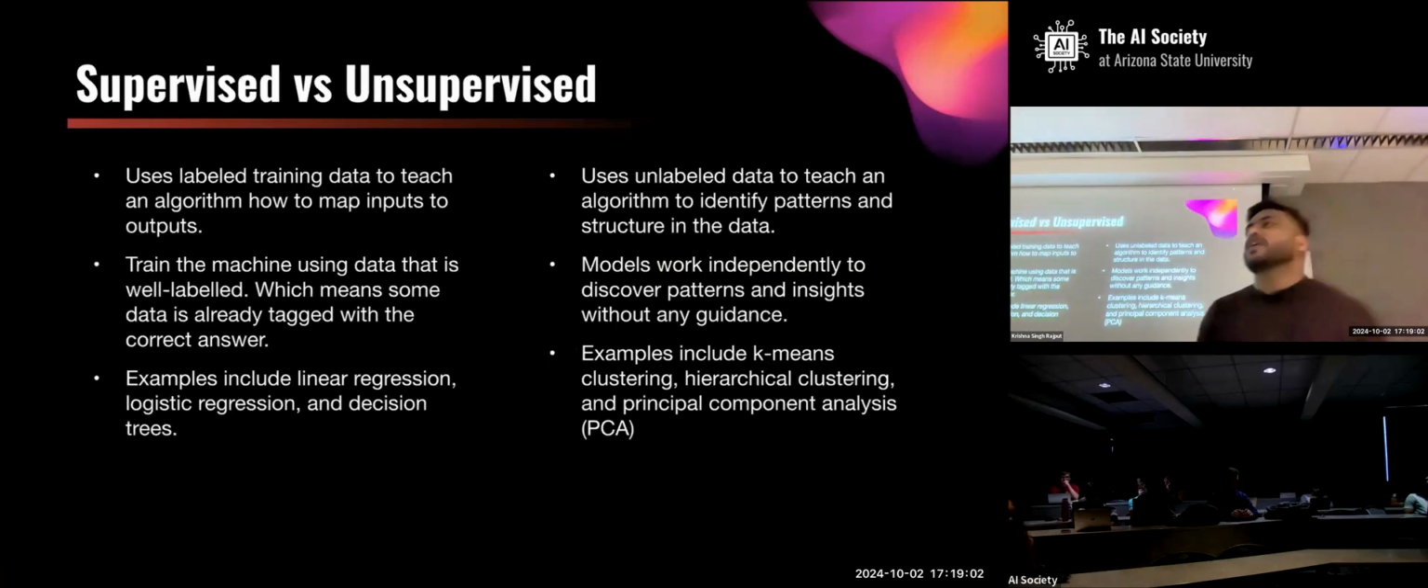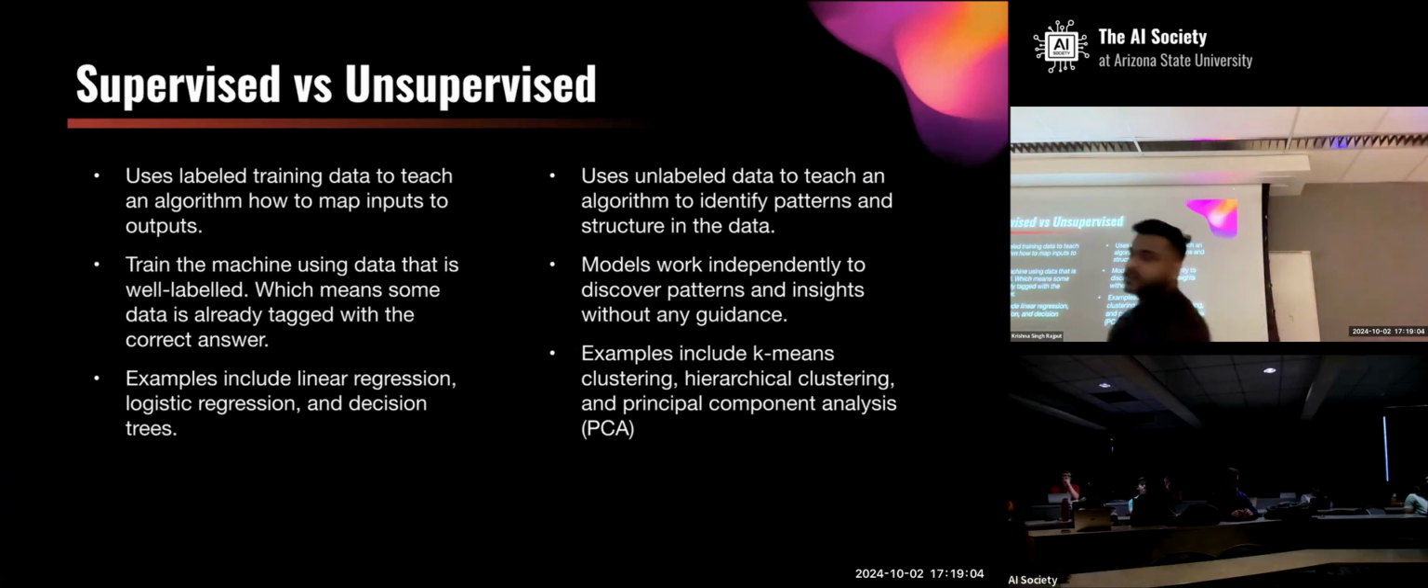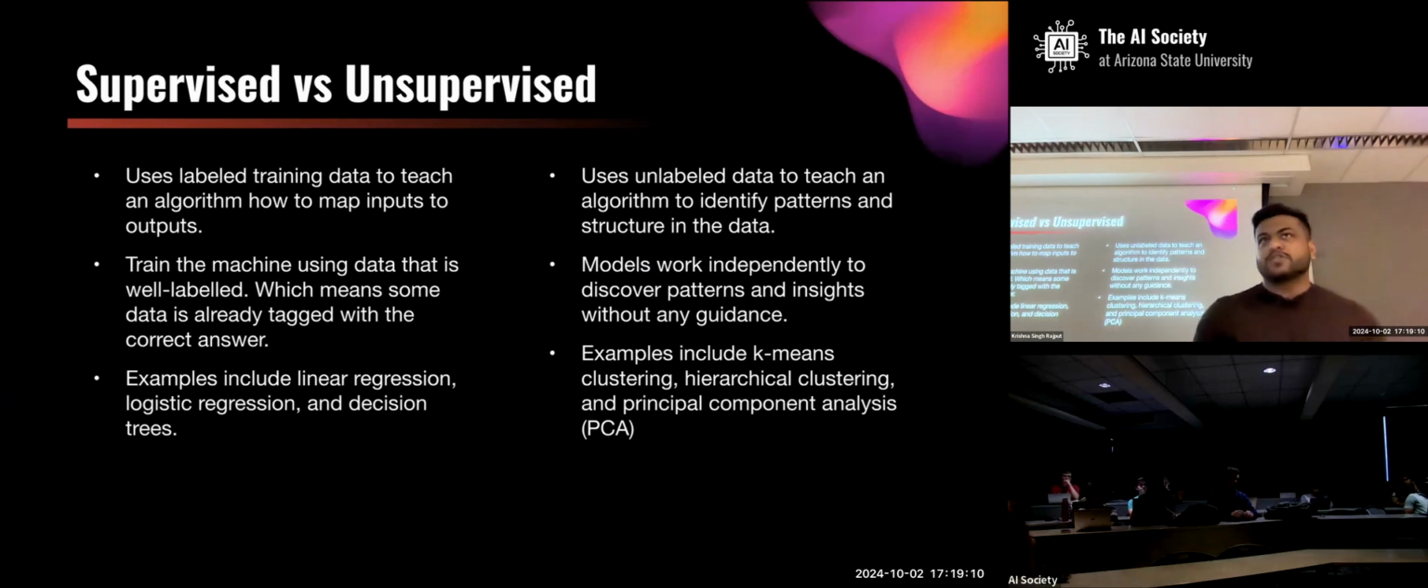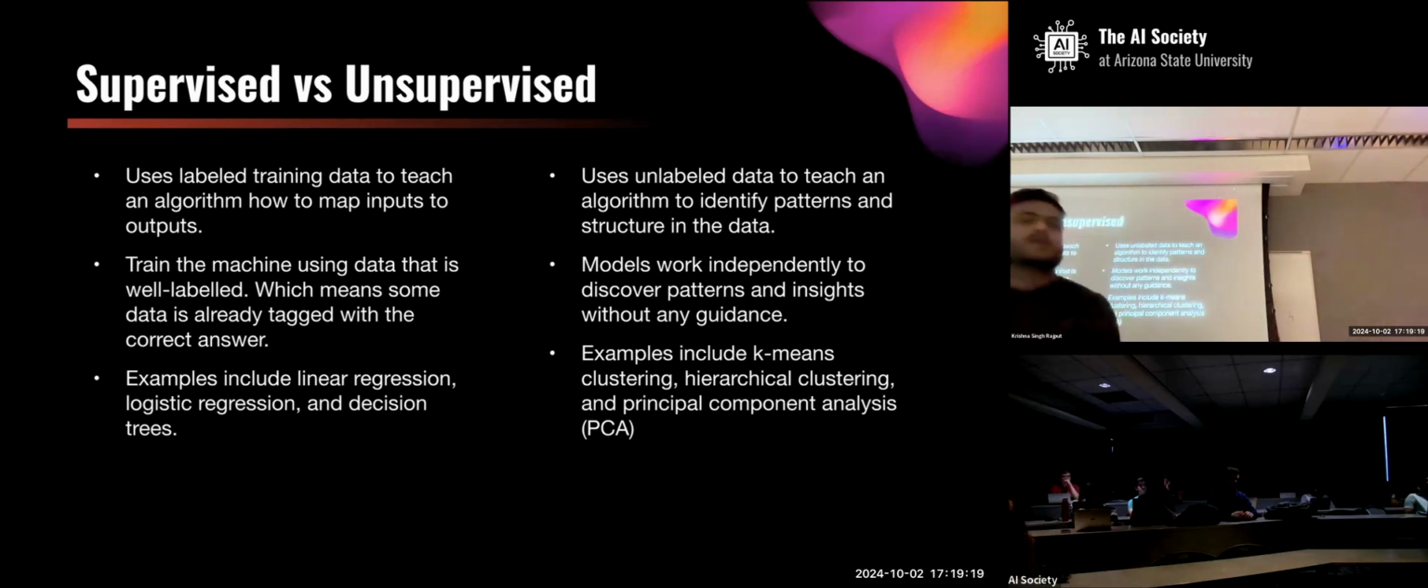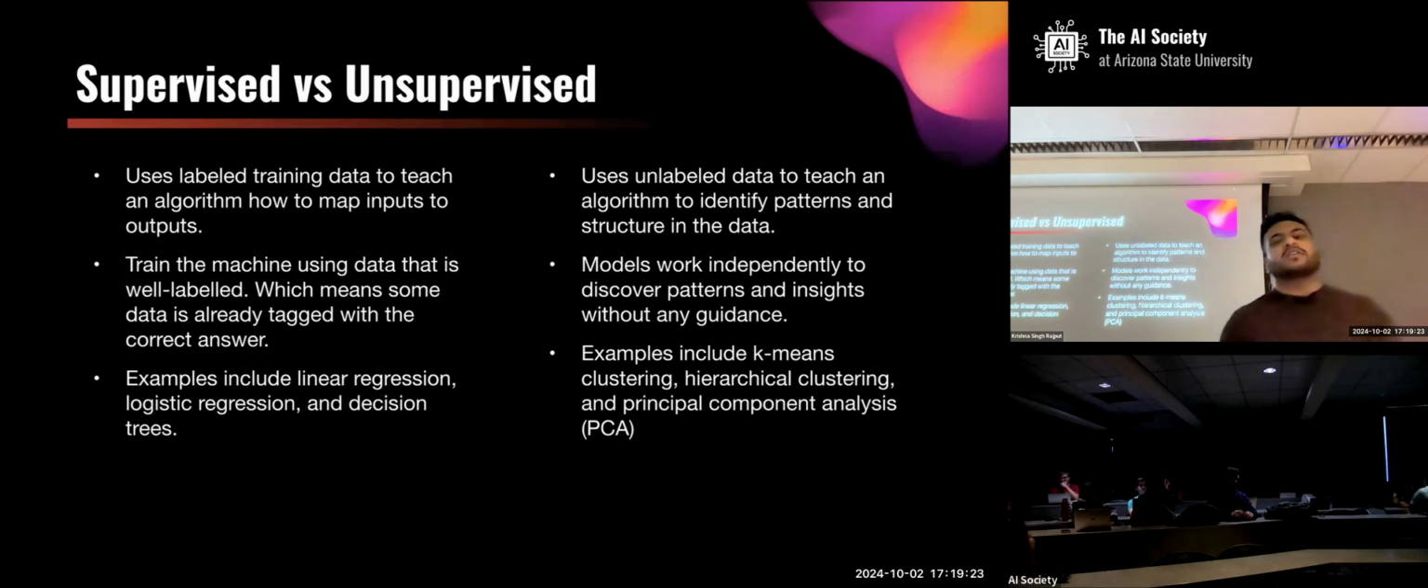So there are two kinds of machine learning, you can say. One is supervised and the other one is unsupervised. Feel free to stop me if you have any doubt or if you feel that I'm going a bit fast, just let me know. All right. So for supervised learning, as the name suggests, it's nothing but training the model based on labeled data. So what is labeled data?